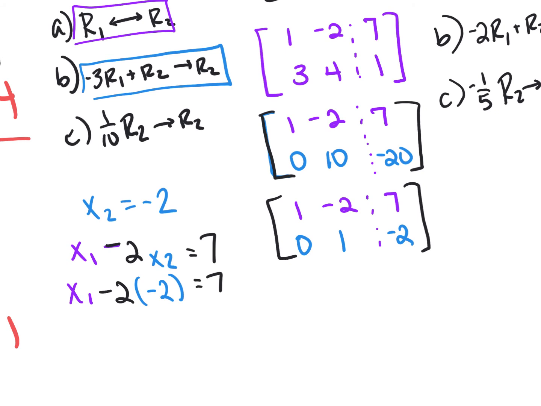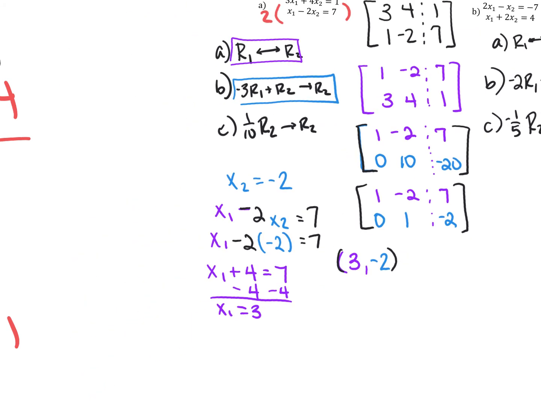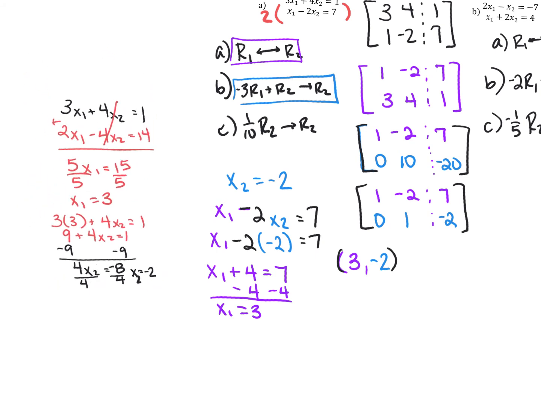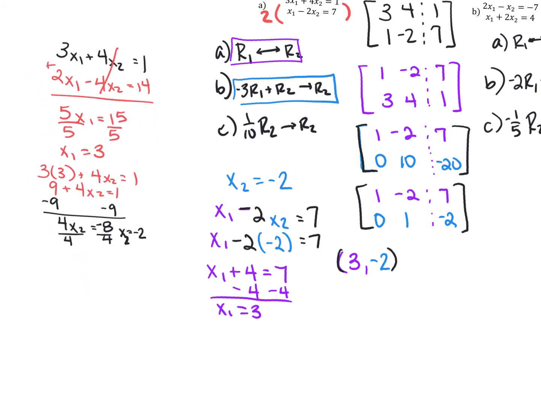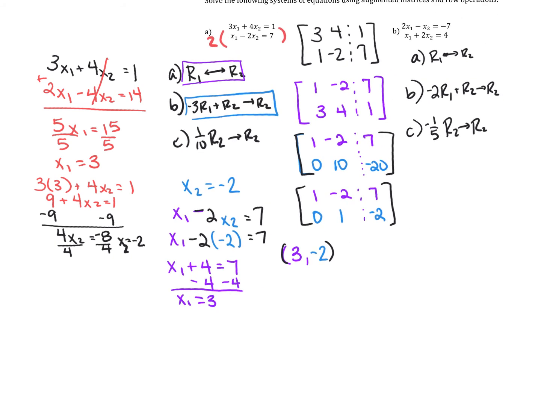So when I solve this, I get x1 plus 4 is equal to 7. Subtract out 4 on both sides, and I get x1 is equal to 3. And so my solution here is the solution 3, negative 2. And if you recall from what we did using elimination, we also got a solution of 3, negative 2. So this process works both ways. We're just shorthanding the actual math and all the stuff that we did over here in elimination.